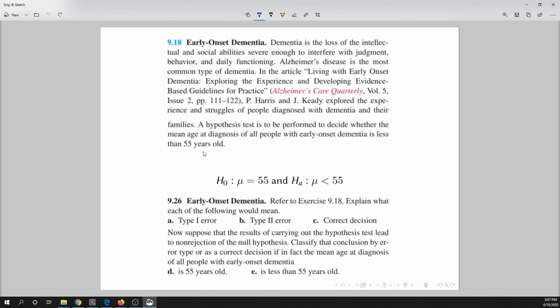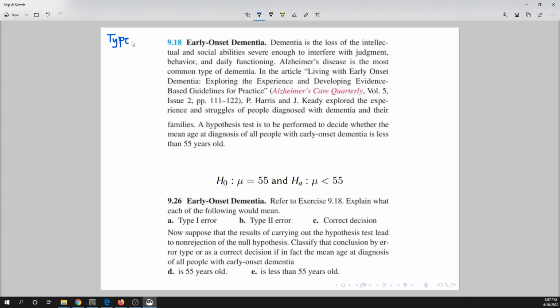So in the previous video, we found our alternative hypothesis was mu is less than 55. That makes our null hypothesis mu equals 55. It says refer to that and explain what each of the following would mean. So A is a type 1 error. Just to recap, if you haven't watched the video on type 1 and type 2 errors, you need to go back and watch that.